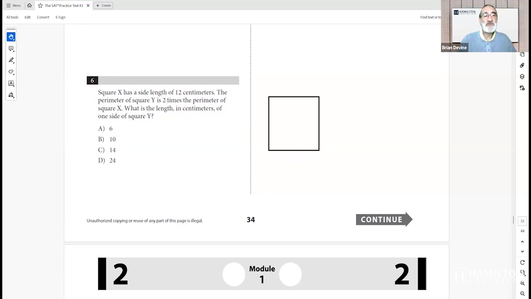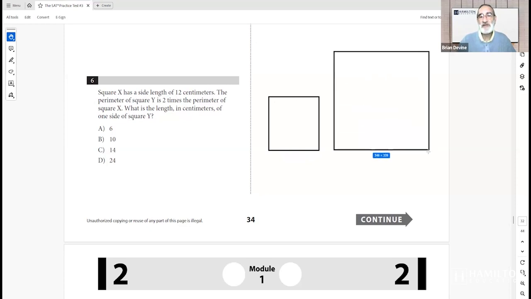The perimeter of square Y is 2 times the perimeter of square X, which means we must have doubled every length. And so if the perimeter of square X, well, that's 12 plus 12 plus 12 plus 12. That equals 48. Well, the perimeter of the other square, Y, must be twice that, i.e. the side would be 24, 24, 24, and 24.